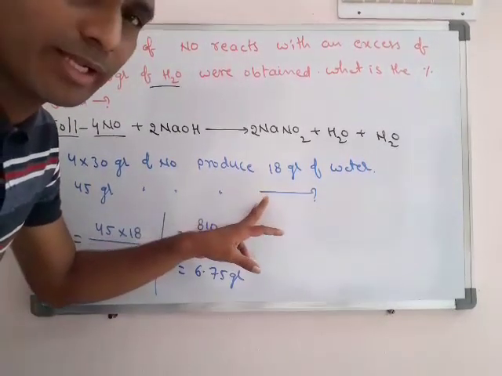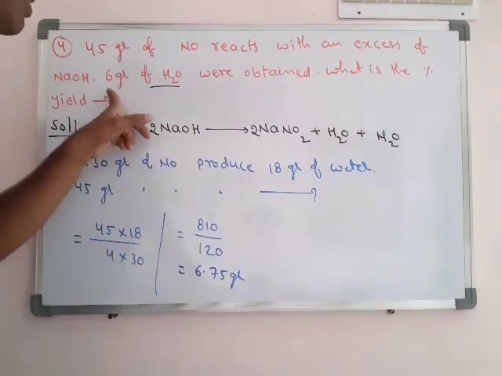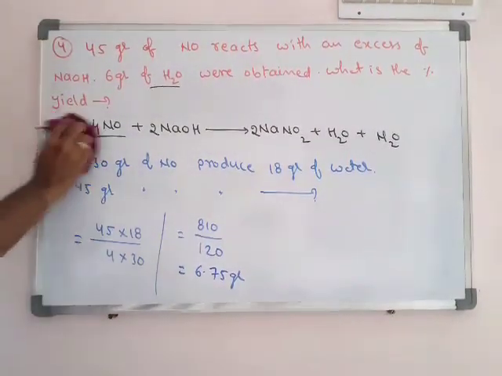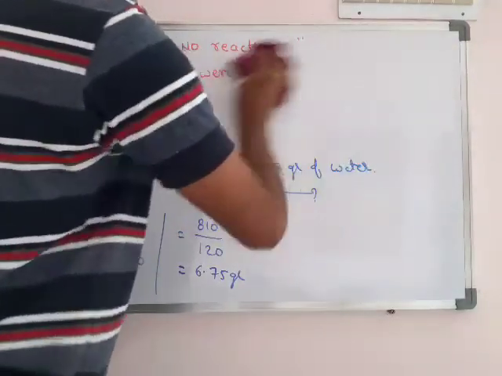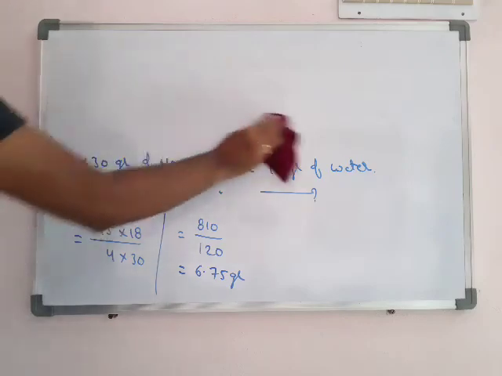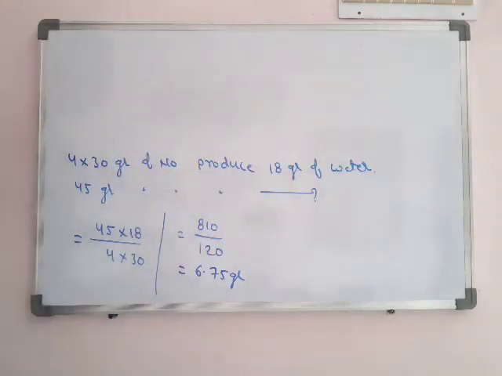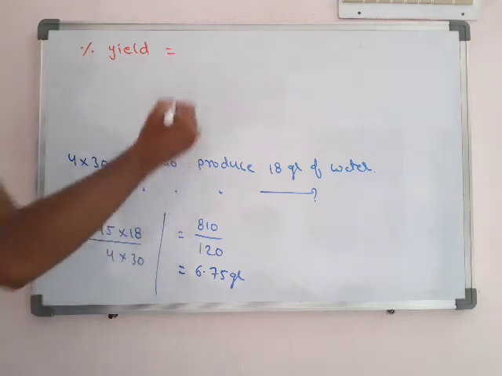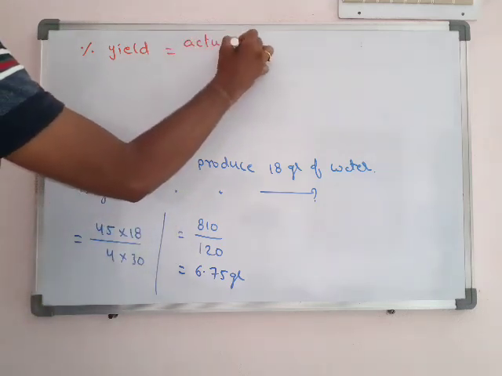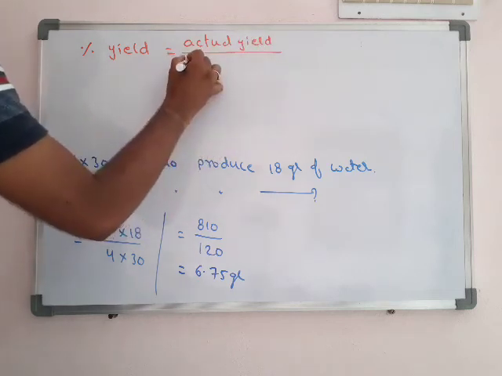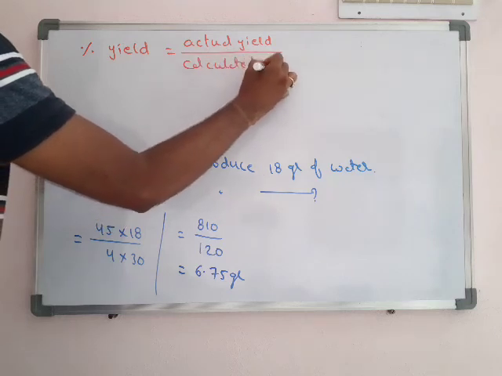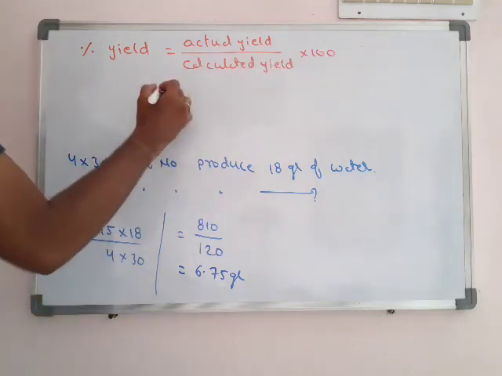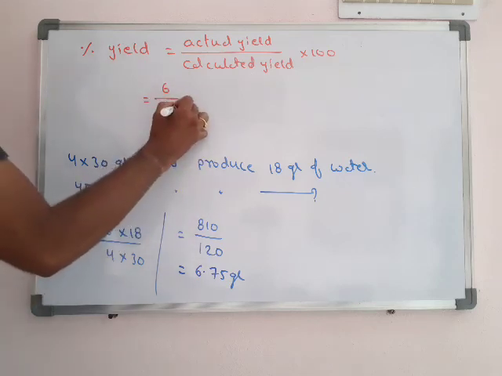So this is the theoretical value according to the calculation, but in the problem it is given just 6 grams only formed. That means a 0.75 gram difference. Based on this, now calculate the percent yield. Percent yield equals actual over theoretical. What is the actual yield? Actual yield means the experimental, 6 grams. And how much should form? 6.75.